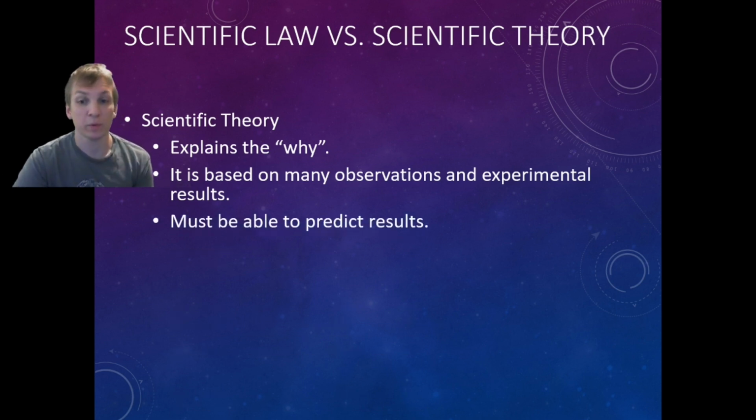You have to be able to predict the results, and not all theories can be proven with math. So a scientific theory that can be proven with math is then made into a scientific law, but a lot of theories don't have math behind them, so they stay as theories. But you should be able to predict the results based off of those theories.